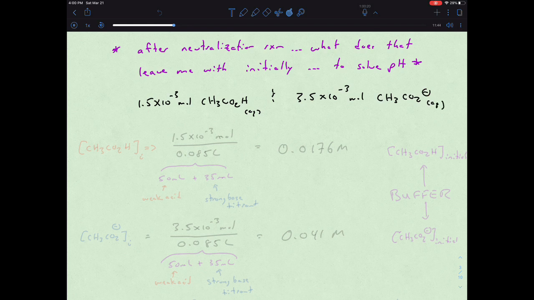The water that's formed is inconsequential because water is a weak acid or a weak base, much weaker than the parent acid, acetic acid, or the conjugate base, acetate. So that's why we don't have to worry about the water. It's so weak that we can just leave it out of the pH calculation.